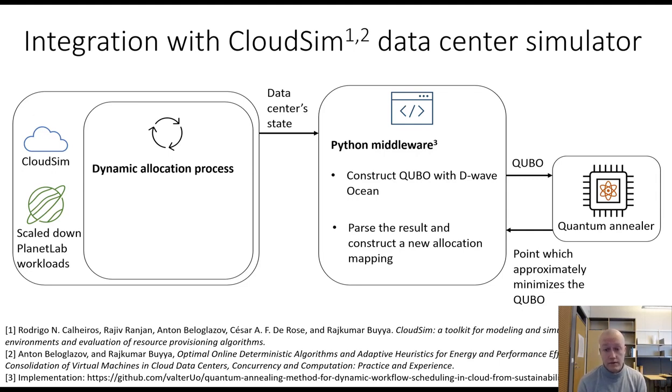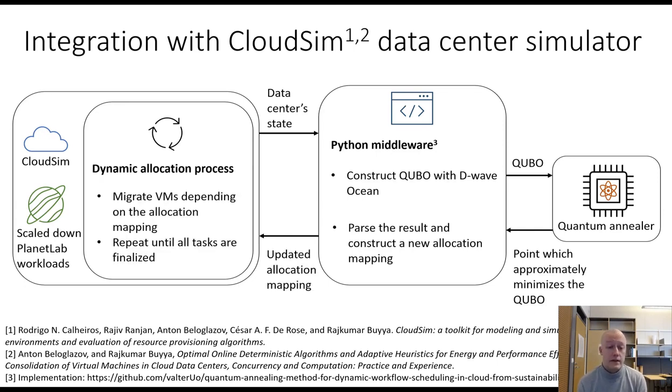Then based on this solution, we parse the result and construct this new allocation mapping, which is returned to the cloud simulator. Then the cloud simulator, depending on this mapping, either migrates these virtual machines, and this process repeats until all the tasks are finished. How often we perform this optimization is defined by a certain parameter that the user provides.